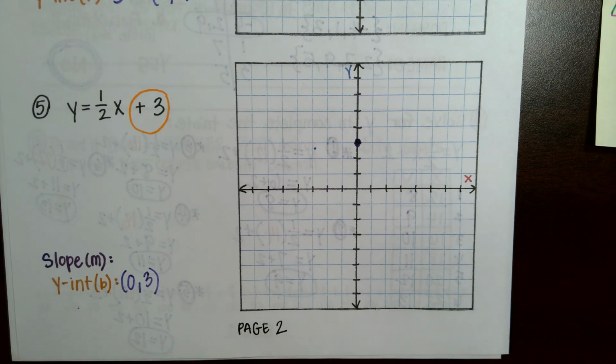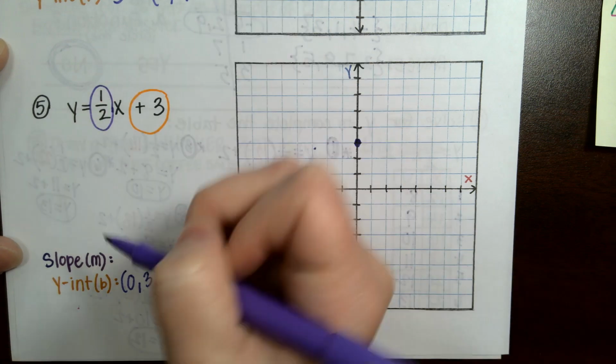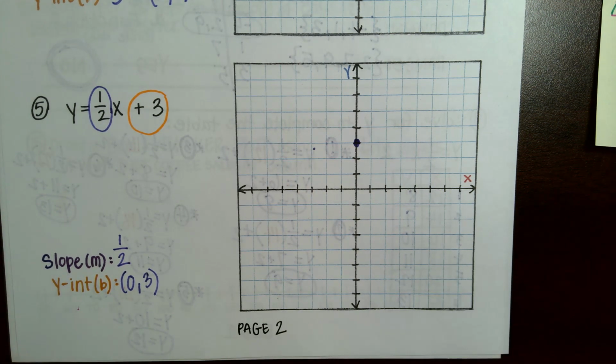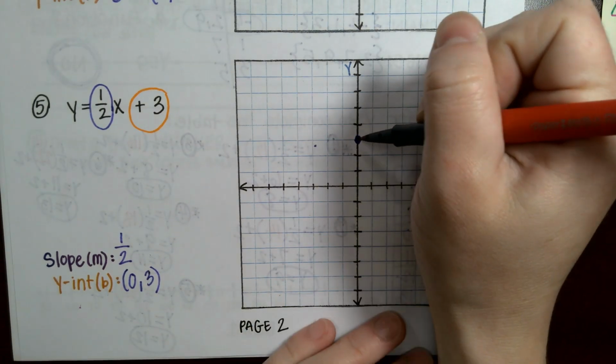And what's our slope? 1 over 2. Good. So how are we going to use our slope? We're going to start with a 3, go up 1 over 2. Yes. And thank you for saying we start from 3.